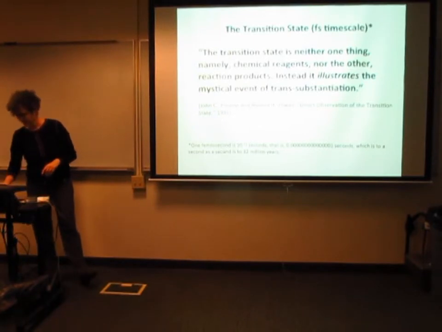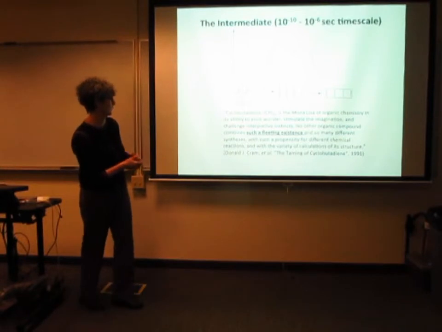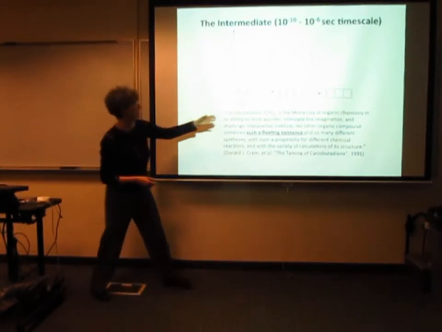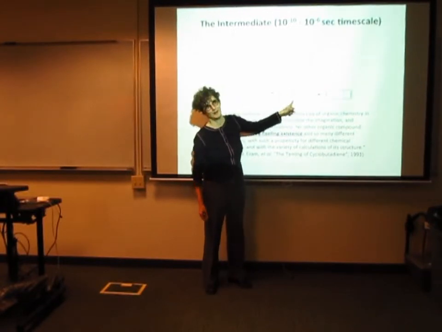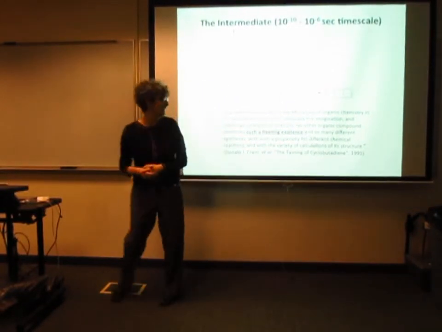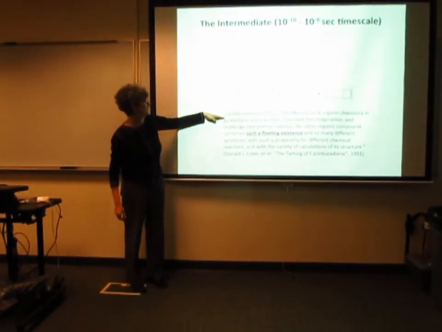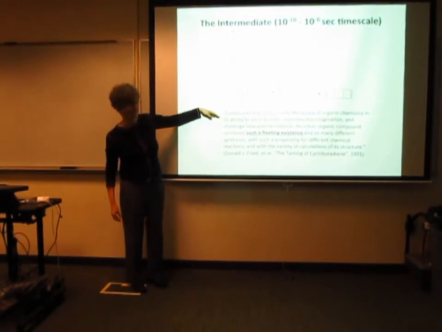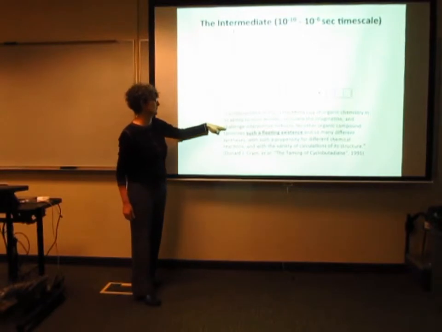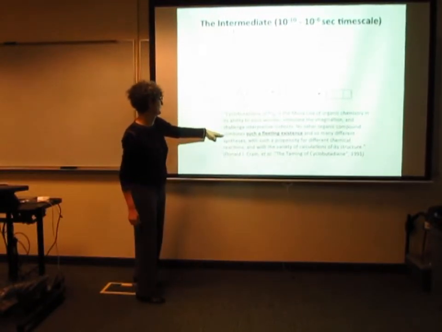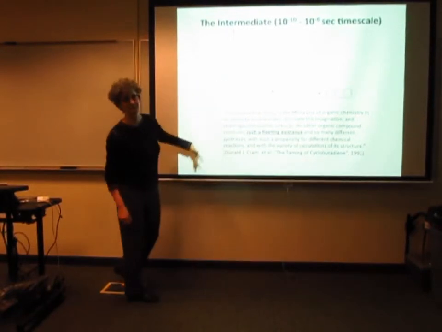Okay. Here's a quote from another Nobel Prize chemist, Donald Cram. And he's writing about this molecule right here. It looks like a square with some lines in it for a non-chemist, right? And it's called cyclobutadiene. That's the name of the molecule. Cyclobutadiene is the Mona Lisa of organic chemistry in its ability to elicit wonder, stimulate the imagination, and challenge interpretive instincts. No other organic compound combines such a fleeting existence and so many different syntheses, etc.